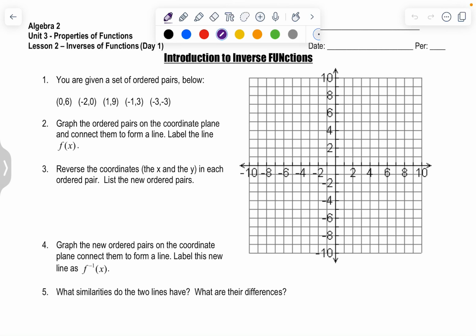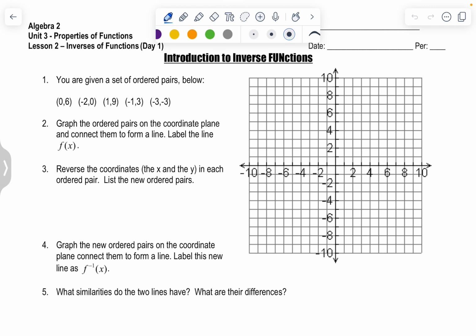Lesson 2 is about inverses, and this is the first of 2 days that we're going to spend on inverses. So let's go through. First of all, we're going to do this little investigation into inverses. So I'm going to graph some points here. It looks like 5 points.